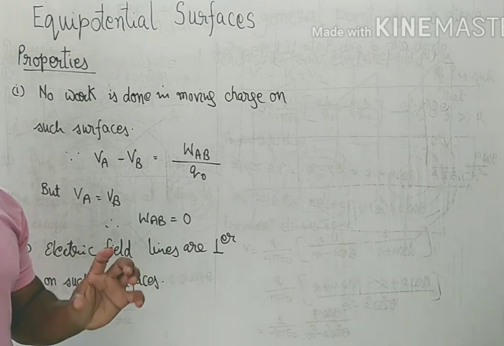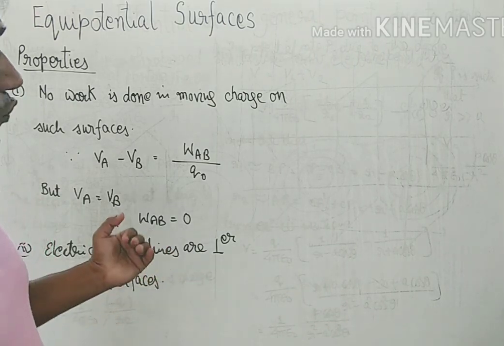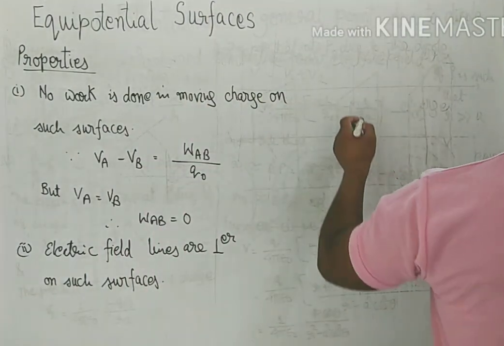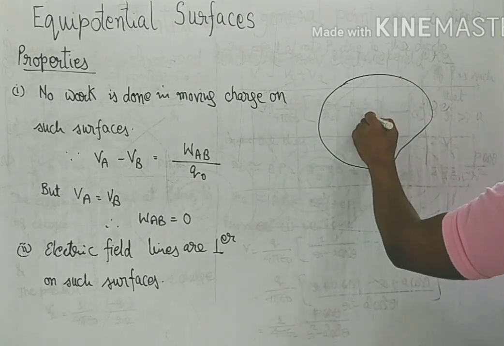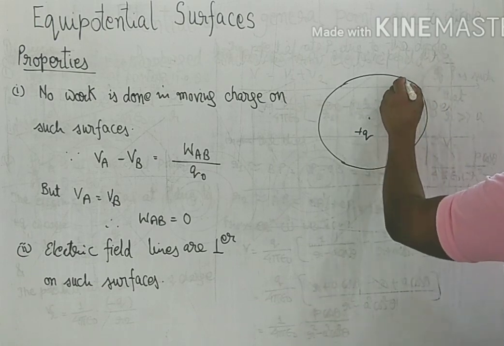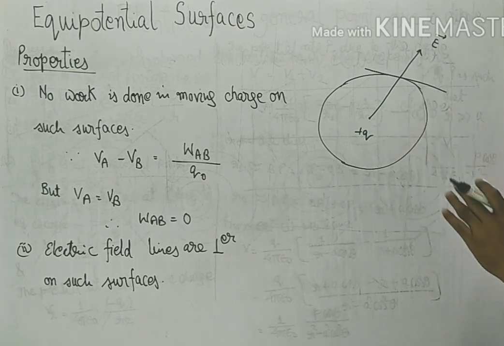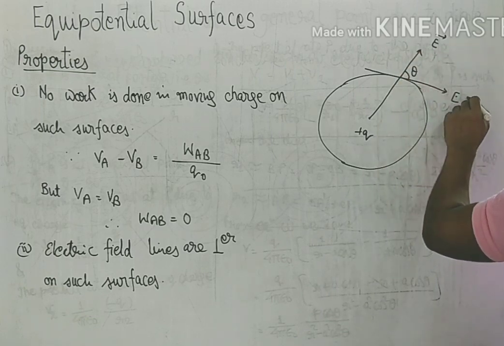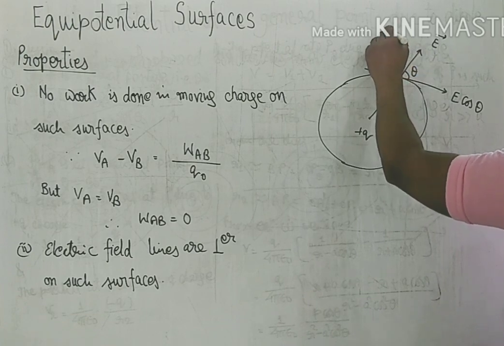Actually we can see, if electric field lines are not perpendicular at any point on the equipotential surface, suppose it is inclined at some angle. Diagram-wise we can explain it. Suppose this is our equipotential surface due to the charge plus Q, let me make it a complete circle, this one. Now at this point, if the electric field line is inclined at a certain angle, then when we resolve it, a component along the tangent would be E cos theta, and a component perpendicular to this would be E sin theta.